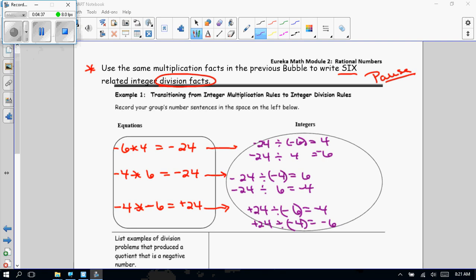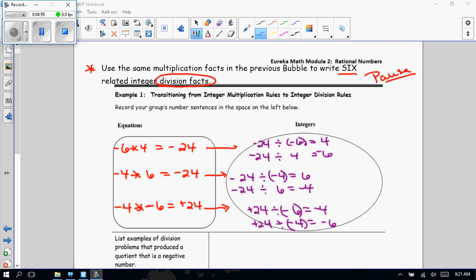All right, so here are my answers. So I have negative 24 divided by negative 6 equals 4. I put the negative 6 in parentheses just so you guys don't get confused why there's a division and then what appears to be a subtraction sign. It's not, it's a negative. You didn't have to, but it does make it a little easier to understand what's going on.